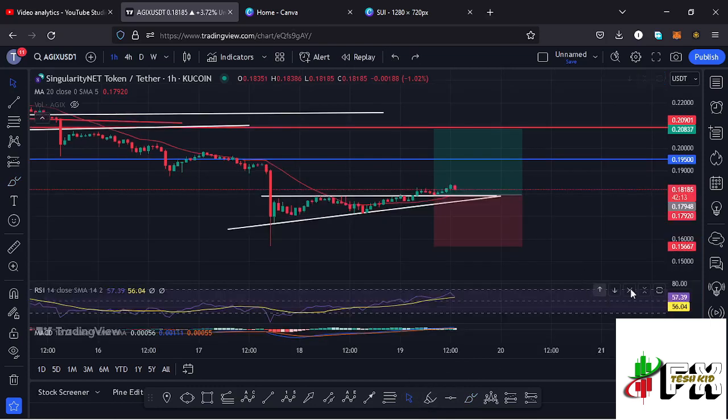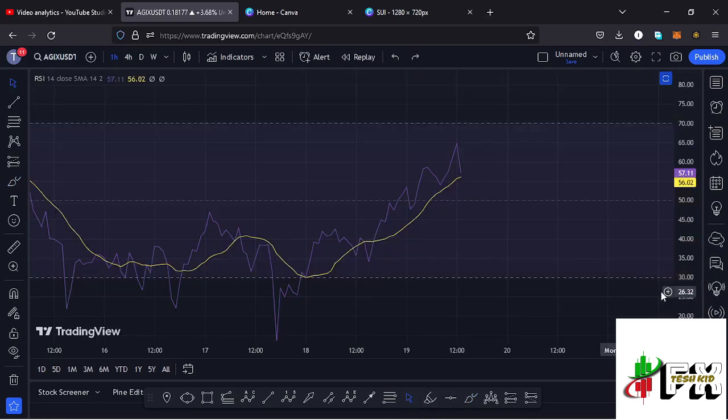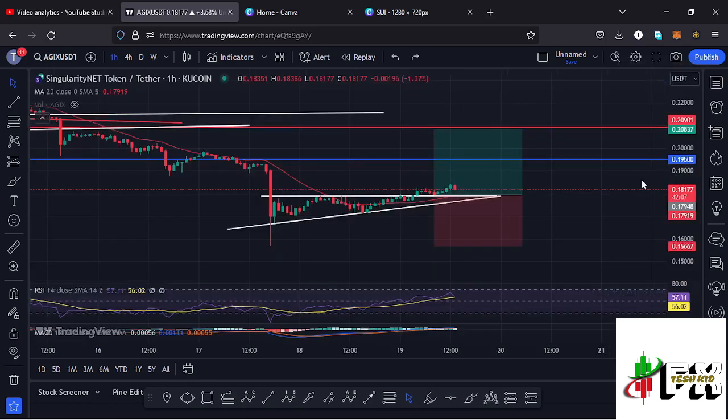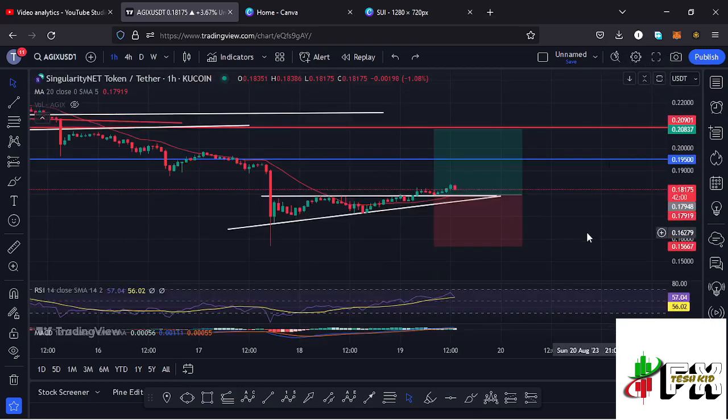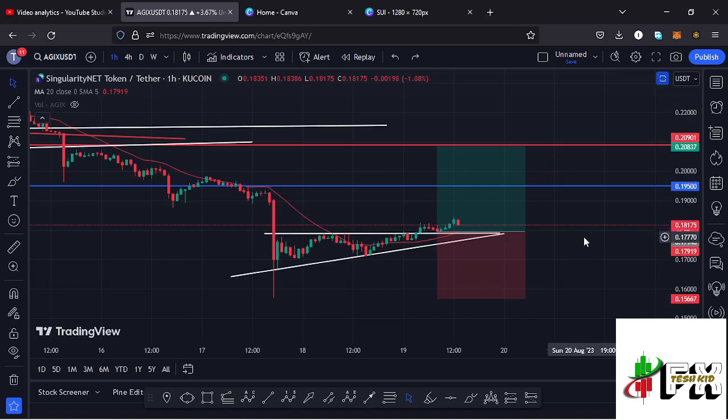Also taking a look at the indicators, on the RSI we are trading at around the 56 mark, fully supporting higher prices. On the MACD we have been able to print a bullish cross, fully supporting higher prices. So let's be patient and see how that plays out, and I will be keeping you up to date.